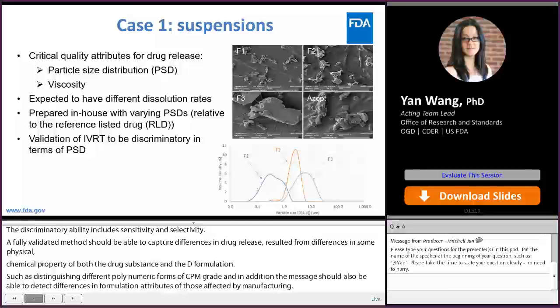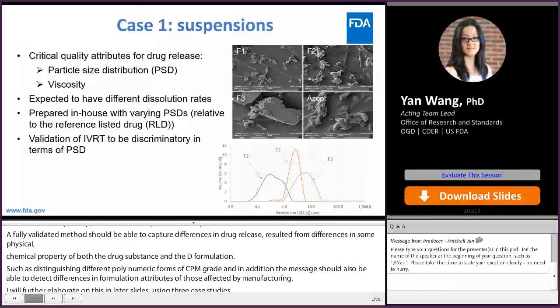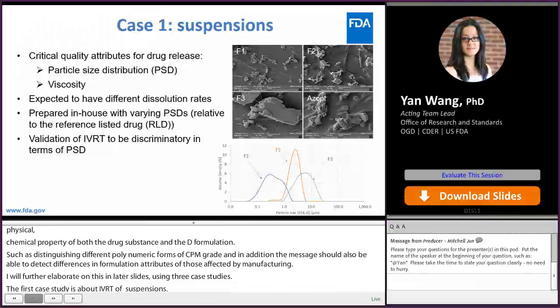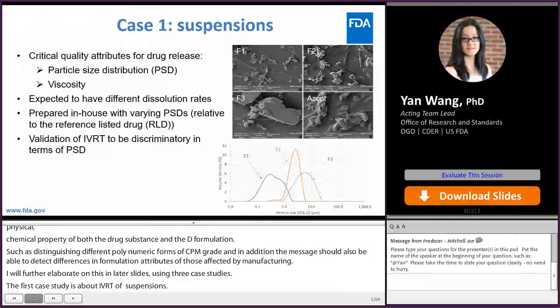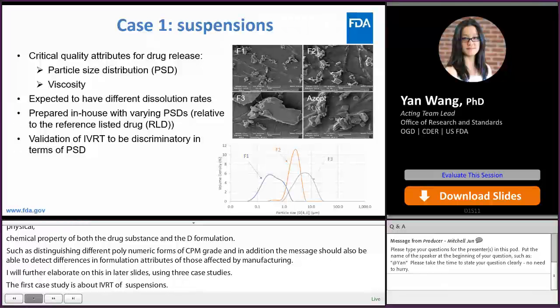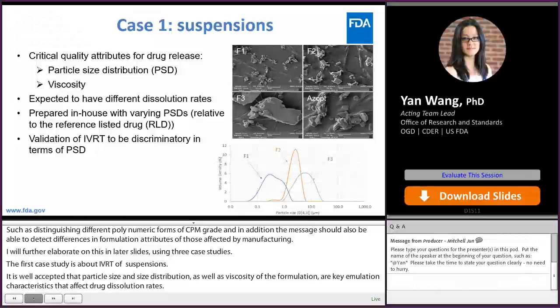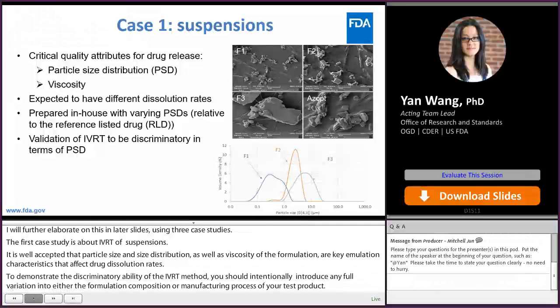The first case study is about IVRT of suspensions. It is well accepted that particle size and size distribution as well as viscosity of the formulation are key formulation characteristics that affect drug dissolution rates. To demonstrate discriminatory ability of an IVRT method, you should intentionally introduce meaningful variation into either the formulation composition or manufacturing process of your test product. In the current case, in-house formulations with varying particle size distributions relative to the reference product were prepared to validate the IVRT method to be discriminatory in terms of particle size distribution.